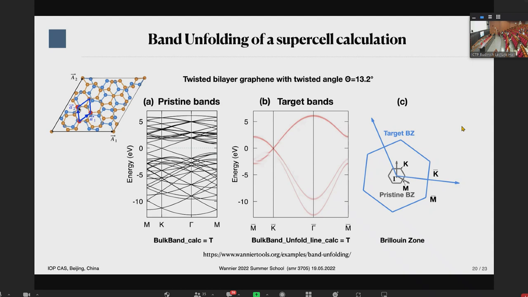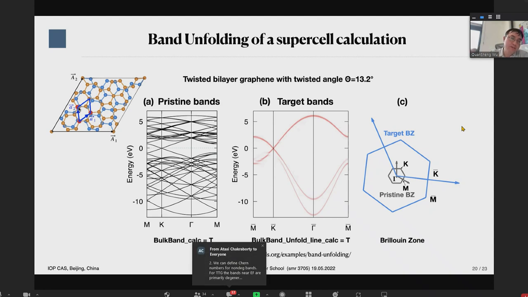Yeah, that's a good question. Actually, the band unfolding that we did is because we want to compare with ARPES measurements, right? In the ARPES measurement, usually we apply the laser onto the graphene sheet. But when you apply it on the graphene sheet, usually you can only get some information from the top layers. Sometimes you can get information from the bottom layers, but the primary information that you obtain is from the top layers.